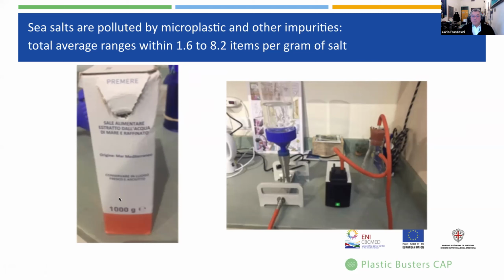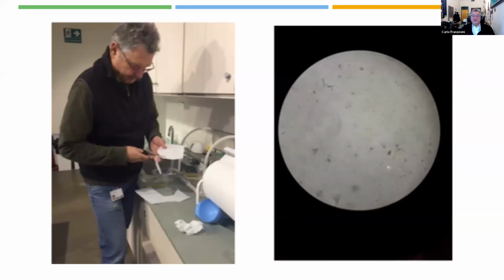What we do, we dilute part of the salt within normal demineralized water at 60 degrees. We dilute the solution, and then we pump it through a filtering ramp. This is the procedure, and what we get is from 1.6 to 8 pieces of microplastic per gram of salt. And this is what the children discover on a normal stereo microscope, discovering how much microplastic is embedded in the normal kitchen salt.